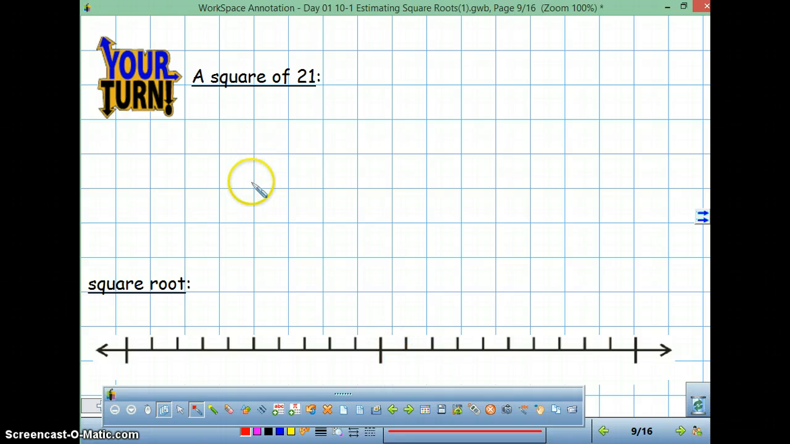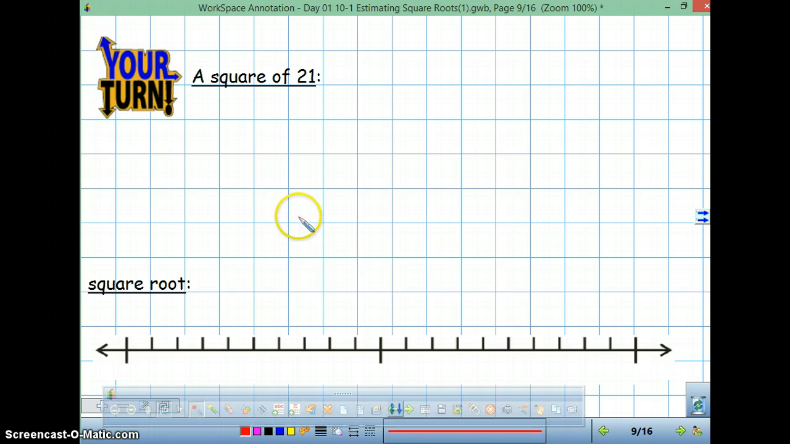All right, your turn. Try and find the square root of 21. Okay?